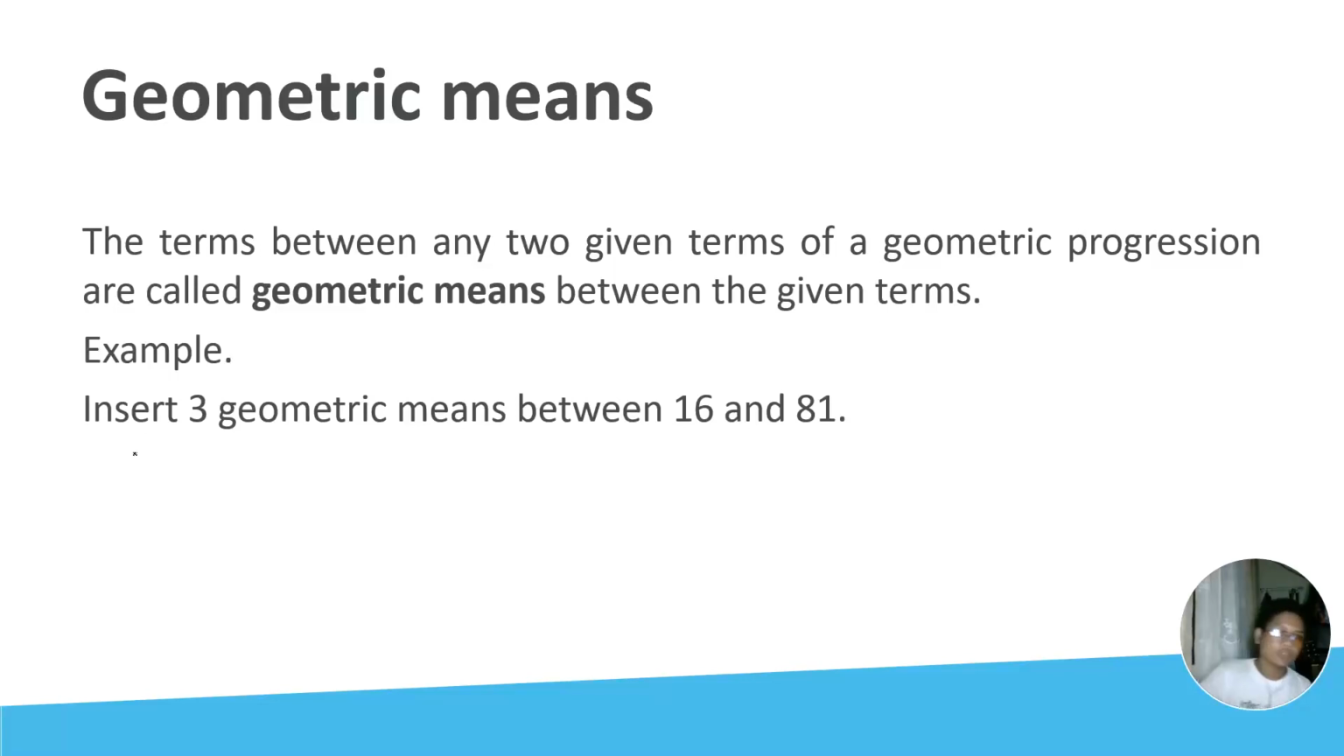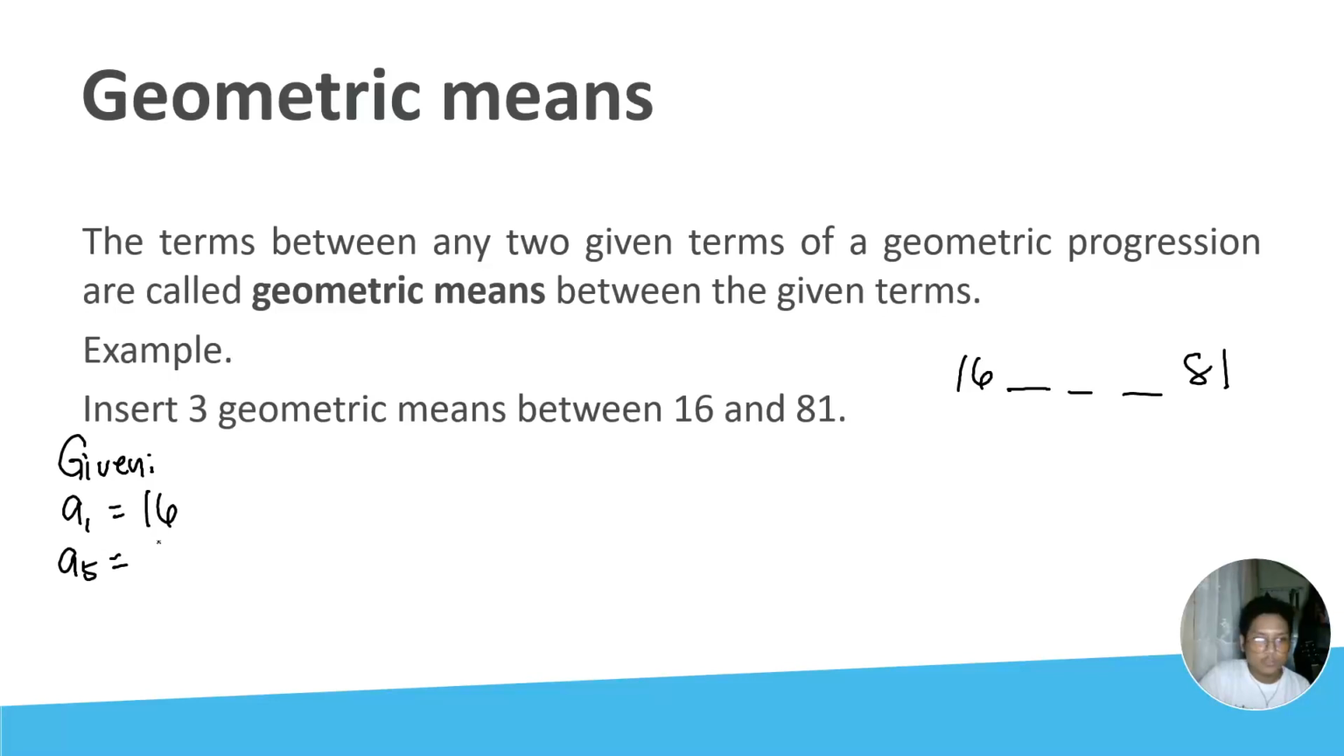So, given a sub 1 is 16. a sub n natin is 81. Ilang terms yan? Ang in between sa 16, kung may tatlo, 81 ay pang 5th term. So, 81.